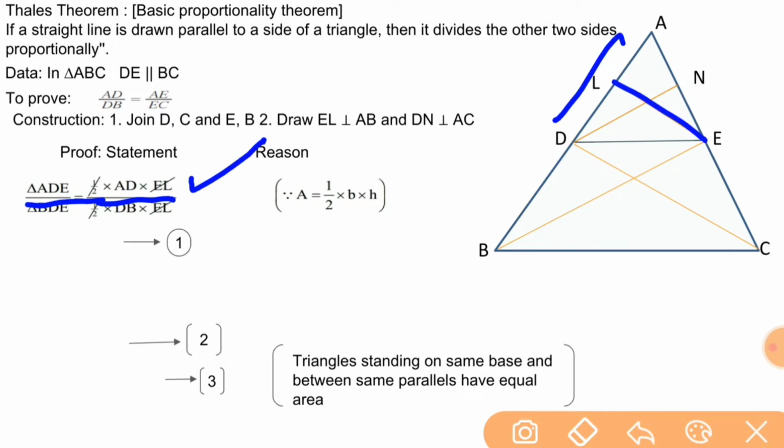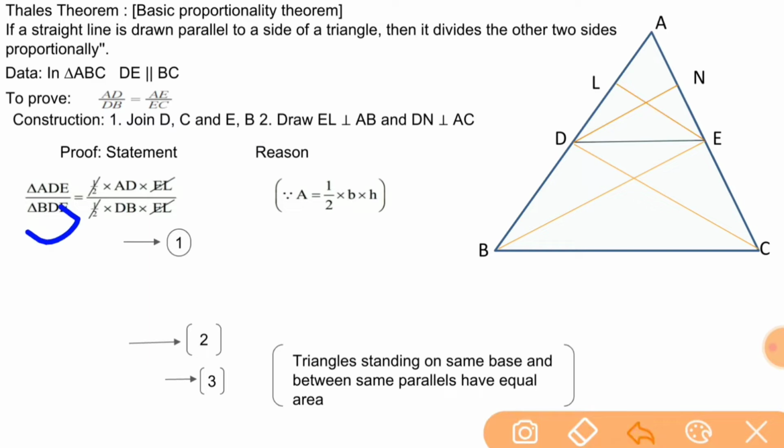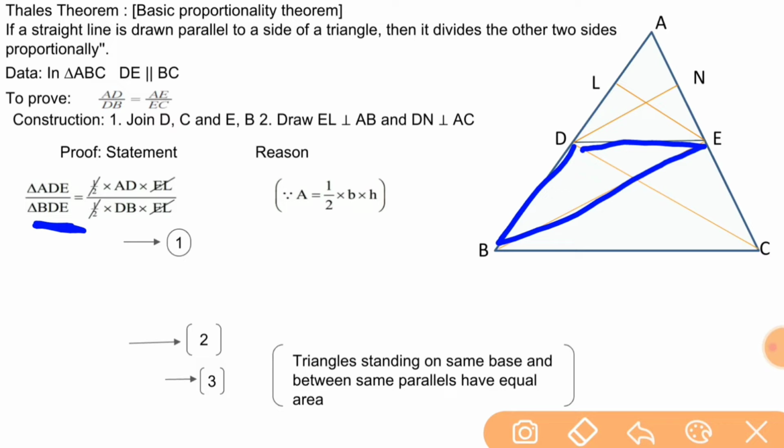In the denominator, we have taken triangle BDE. Where is BDE? It is here, this triangle. What is the base of this triangle? Half is common, since half is in the formula, and the base is half BD. So what is the height? Height is also EL. Why is it outside the triangle?